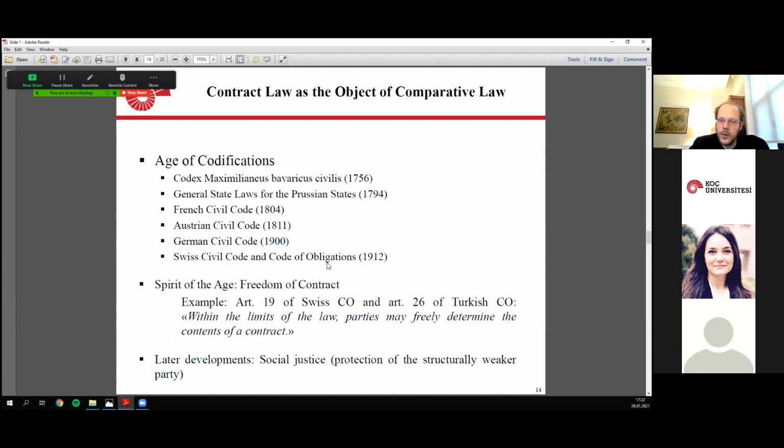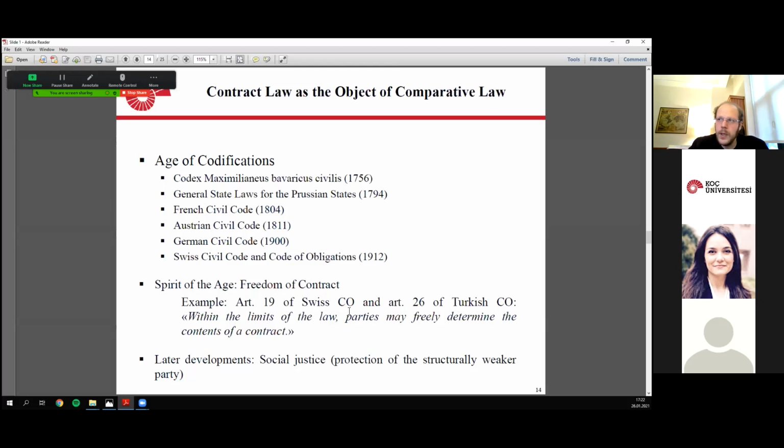Here you see a list of important codes drafted in the 18th and 19th century, also reaching to the beginning of the 20th century. And when these were drafted, the prevalent philosophical idea was liberalism. So freedom of contract was emphasized in most of these codes.